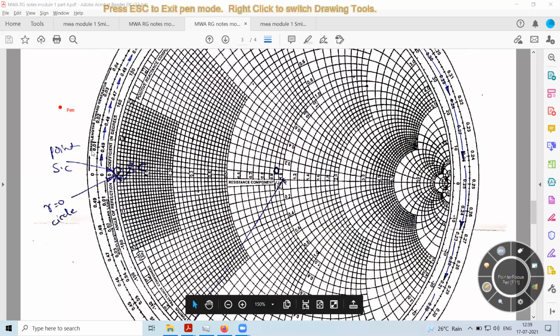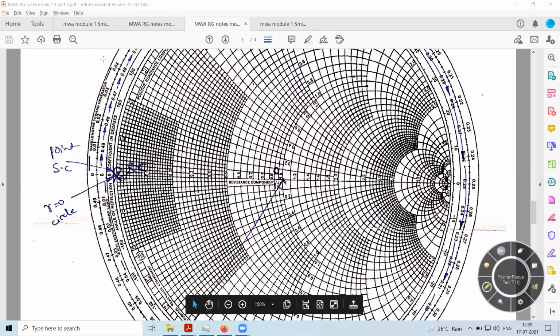Now why that has to be done is, as we remember from the previous case, if you see what is specified over here, it is specified as wavelength towards the generator. These readings give you the wavelength towards the generator. And here we can see this is the wavelength towards the load. So these are the values we get when we are moving towards the load.